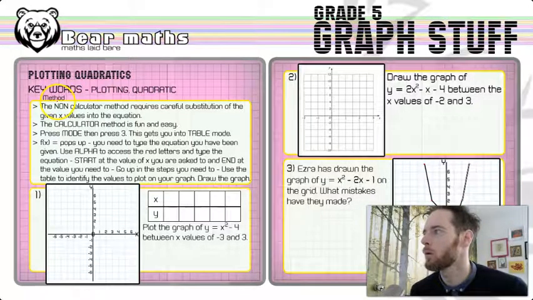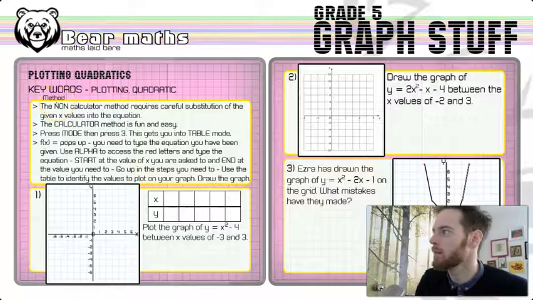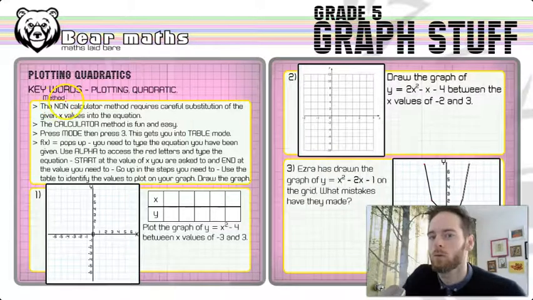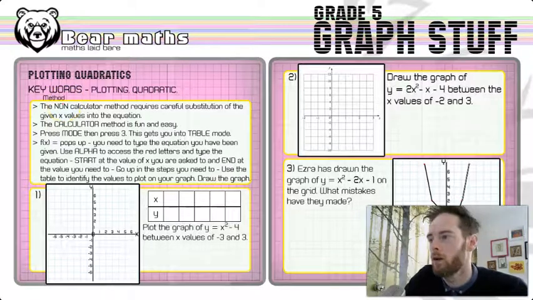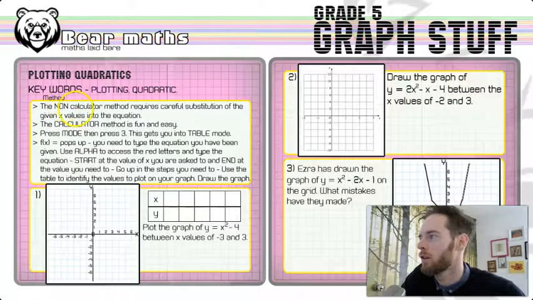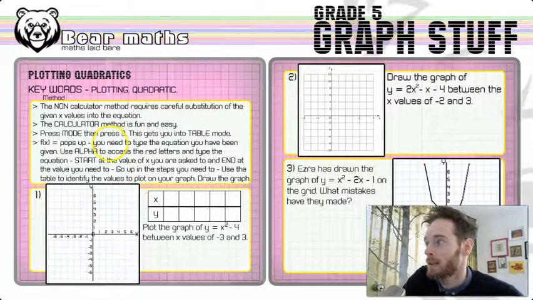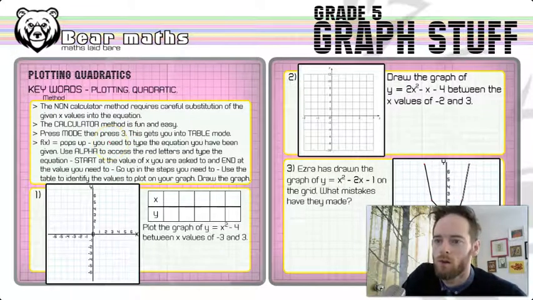This one is on plotting quadratics. Its keywords here are plotting and quadratic. Now plotting just means drawing. You're plotting coordinates, aren't you? You're just going to pop them on the grid in the right places. And then a quadratic is an equation which we solve with a little squared in it.